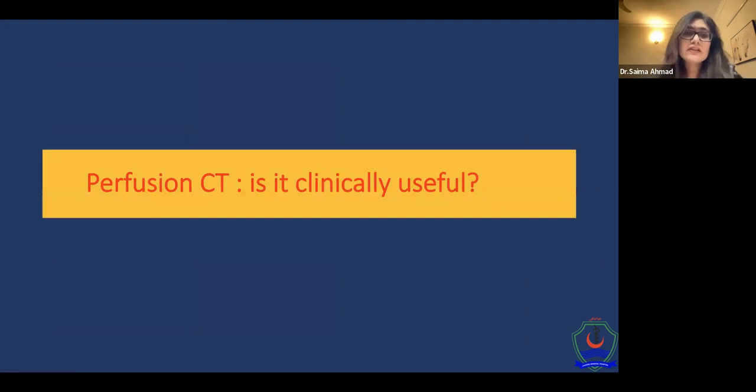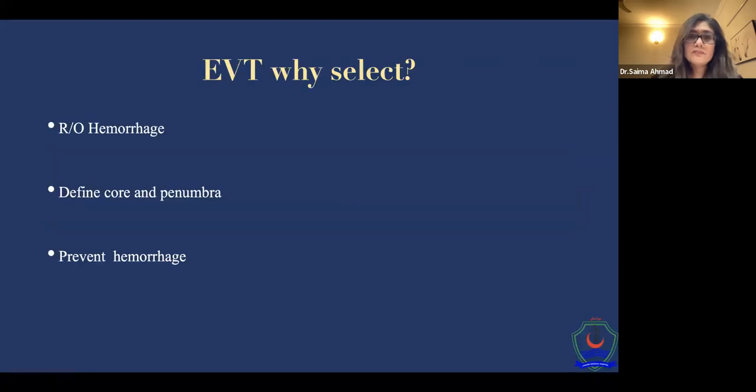So what's next? The next is the perfusion CT. There is an ongoing long debate about the perfusion CT, whether it should be performed or it should not be performed. As far as EVT is concerned, this is why we select the patients for the EVT. We select the patient on the basis of the hemorrhage, and then we have to define the core and the penumbra.